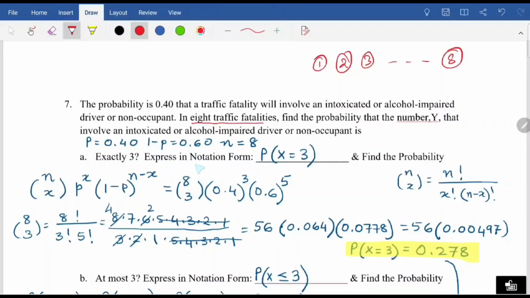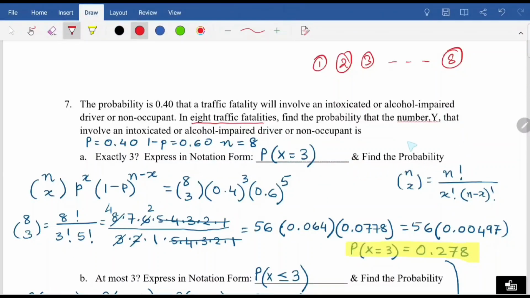The first question says express in notation form. What we are looking for is the probability that X, or the variable here, is the intoxicated driver or alcohol impaired driver, right? That represents your variable, and the number of intoxicated drivers that gets selected is 3 in this question. All right, so that's how you write it in notation form.